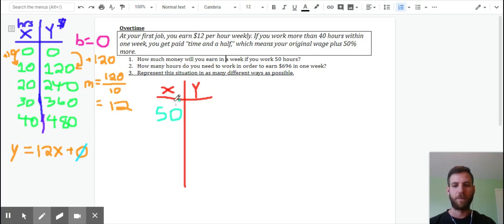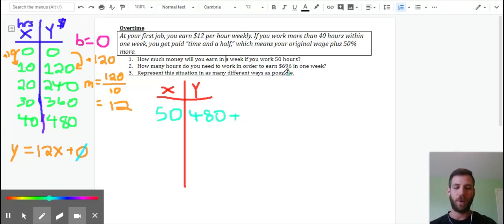So this is answering question number 1, if we can figure out how much we make in a week when we have worked 50 hours. So I already know that for 40 hours, I would make $480. So I've already made that $480. I've got to take those first 40 hours and multiply them by 12 again, like I might have done in the table from earlier. But I need to add those next 10 hours. So if my wage is time and a half, I would need to think about what that means. I need to increase my $12 per hour by 50%.